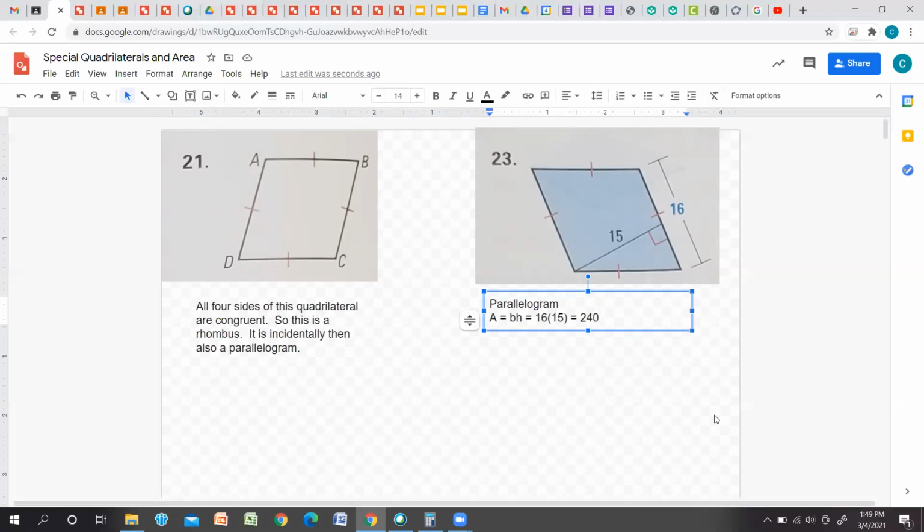All right, that's about it. Just identifying quadrilaterals and finding the area. Mostly quadrilaterals, some triangles, and that's the assignment. So just do your best on it. Please ask if you have any questions, attend tutoring, etc.